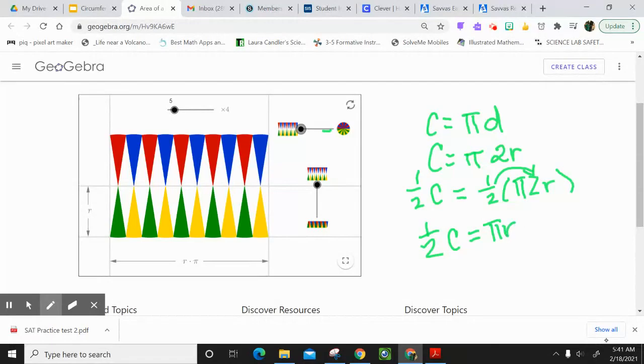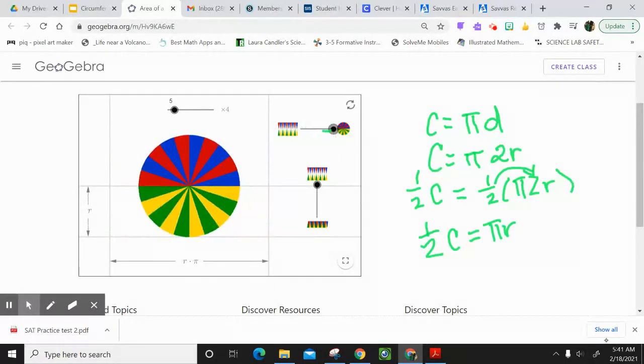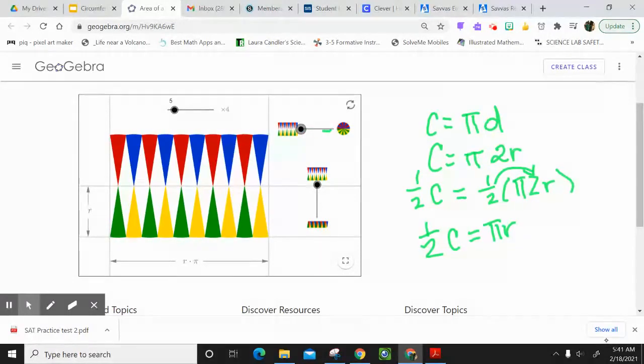You don't have to be able to flexibly do this. You should understand that each one of these is half of the circumference because it is half of the circle. Let's put it back. Half the circumference here, half the circumference below. That is where we get this from. So each one of these is r times pi, because each length from the center to the outside is my radius.